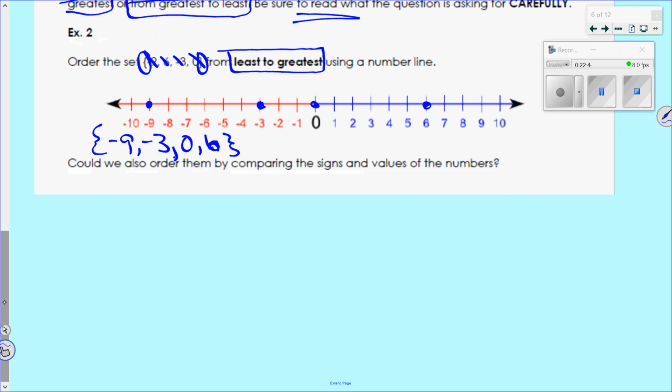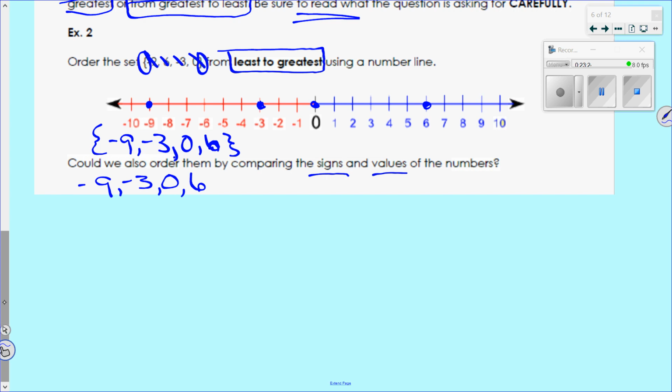Now, can we also order them by comparing the signs and values? In other words, do I have to have a number line if they don't tell me to? No. I can start with the signs and then go to the values. So if I look at the signs, I have two negative numbers, right? So I know they're going to be on the least side. Then I look at the values. Which one is going to be smaller, negative 9 or negative 3? Negative 9, because it's further left. So using the values, I can say negative 9, negative 3. 0 is always going to be in the middle between positive and negatives. And then the only number left is 6. So did I have to use a number line?